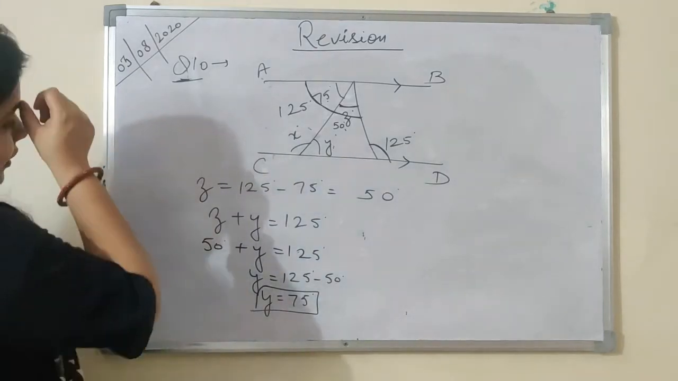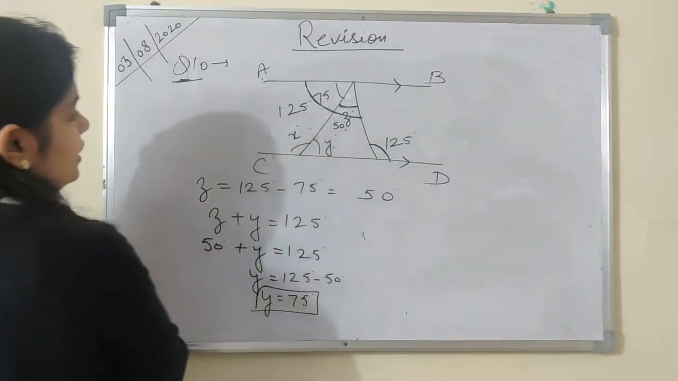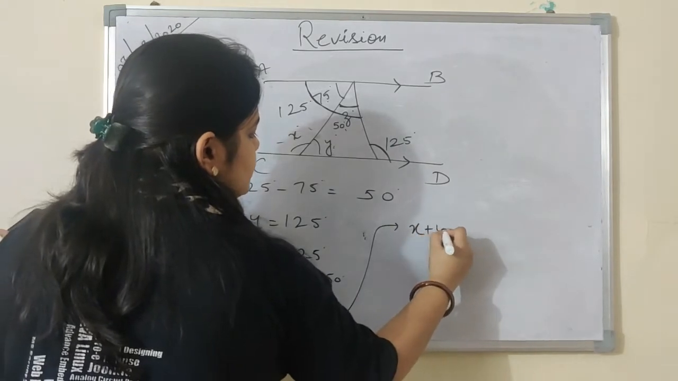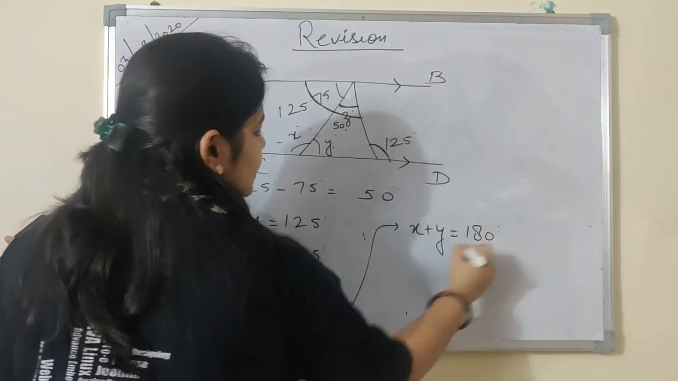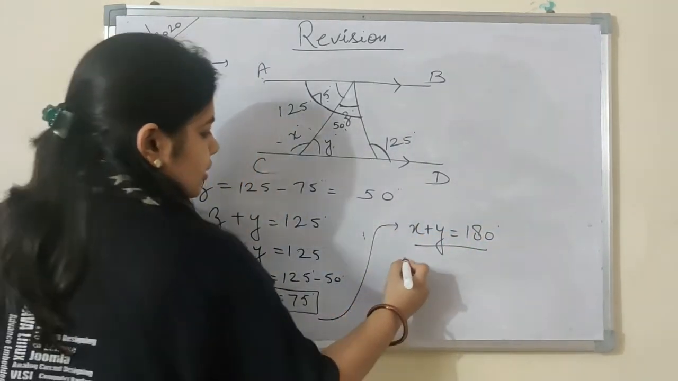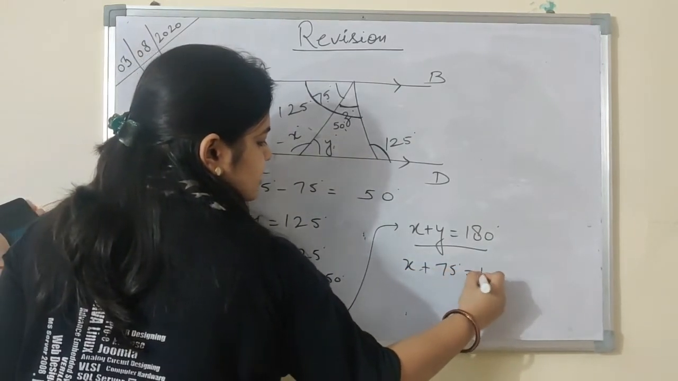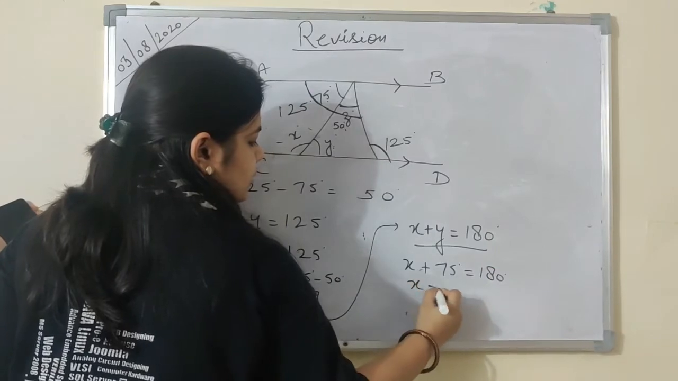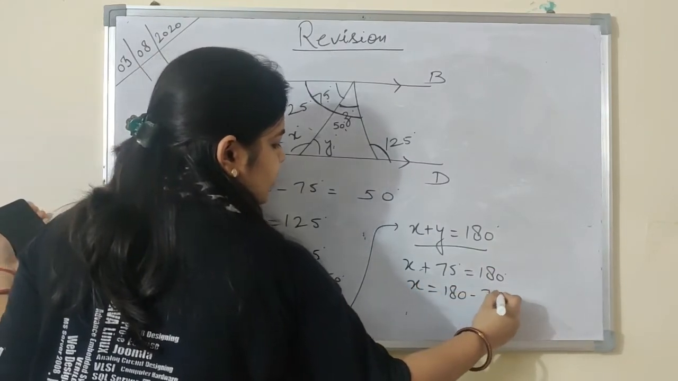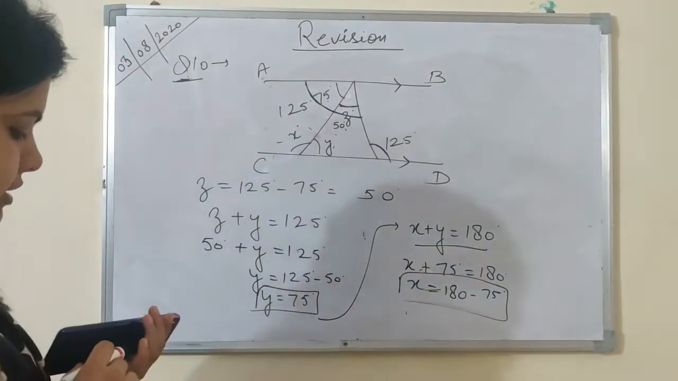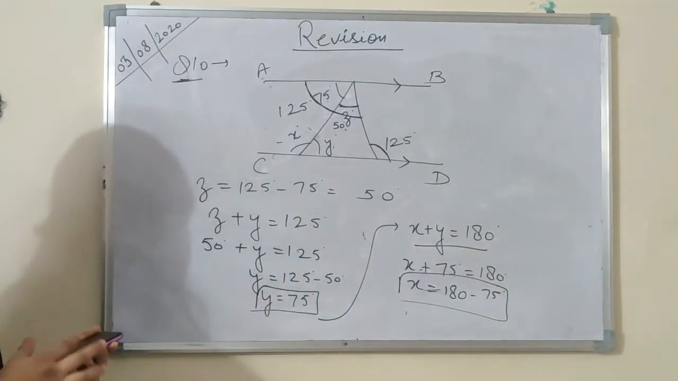Okay, now after finding this 75, can you just find the value of X by linear pair? Yes. As these are making a linear pair, we can find the value of X, and after solving it you will find your answer. Okay, so this is question number 10.